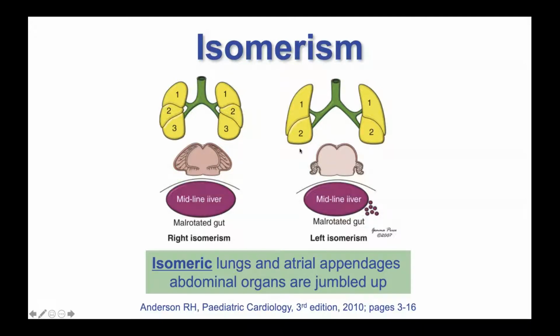The same in the setting of left isomerism. You have paired organs, left-sided structures, the right-sided left lung and the left-sided left lung, a right-sided left atrium and a left-sided left atrium. That's the way you call it.